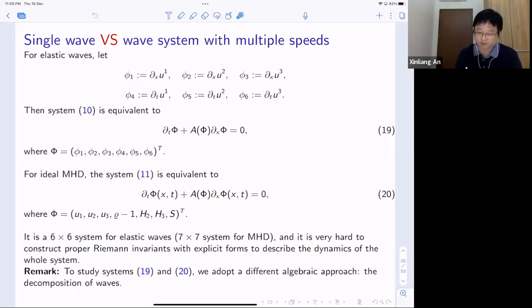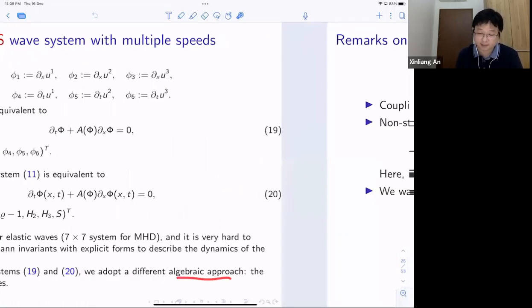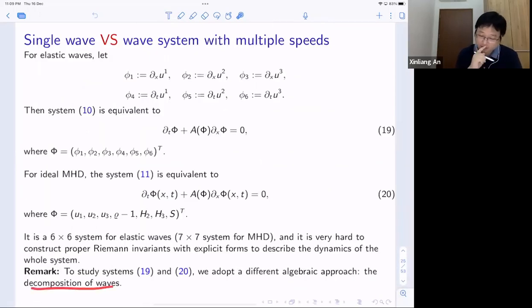So we use a different algebraic approach, which is the decomposition of waves. Let me put a small history here. This is also a classic method, but somehow not very widely used. The decomposition of waves method was introduced by Fritz John in 1974, and after his work there are not many follow-up works, until 2015.